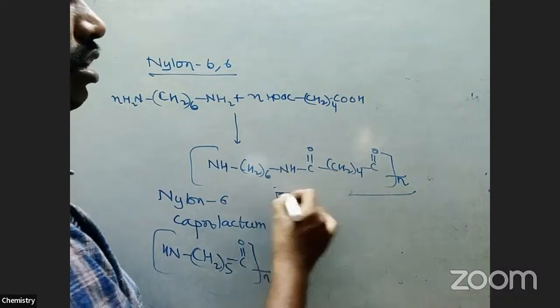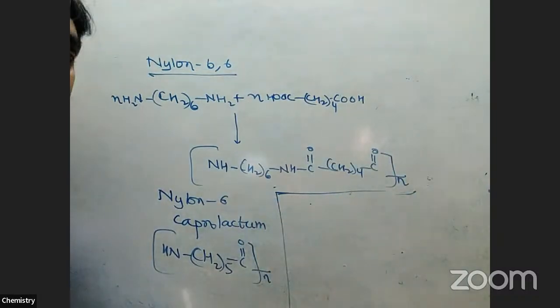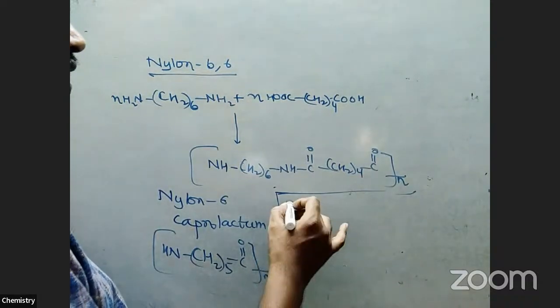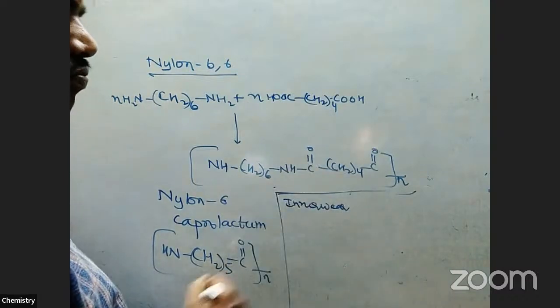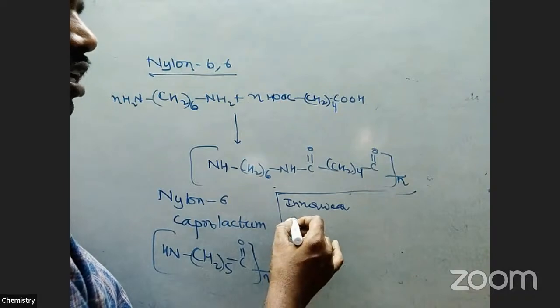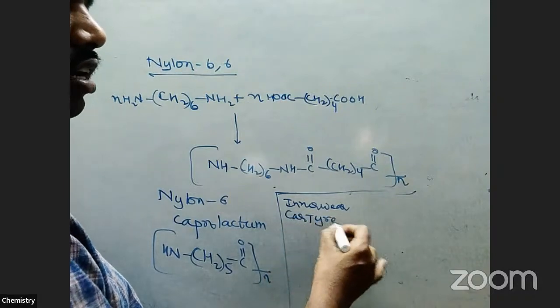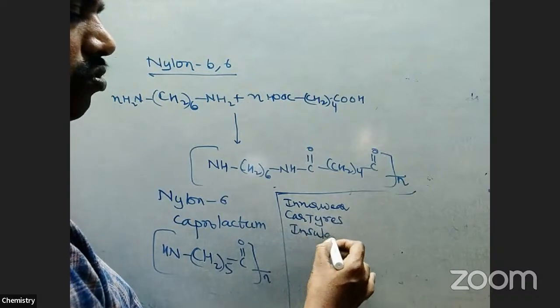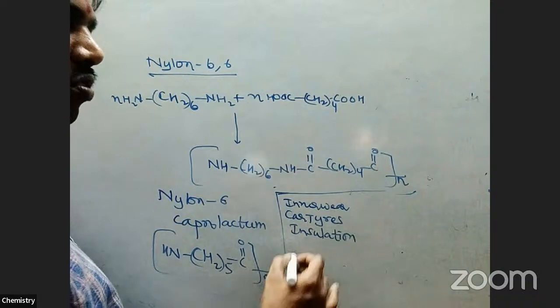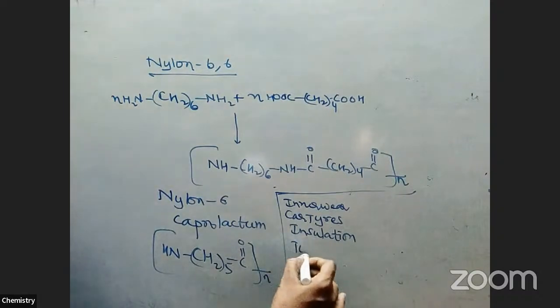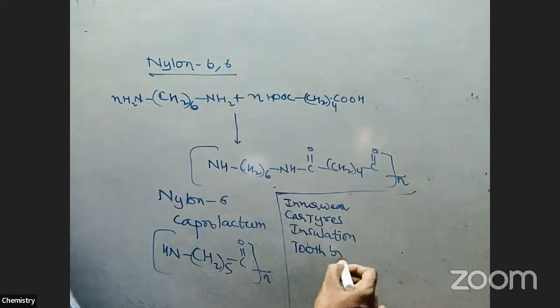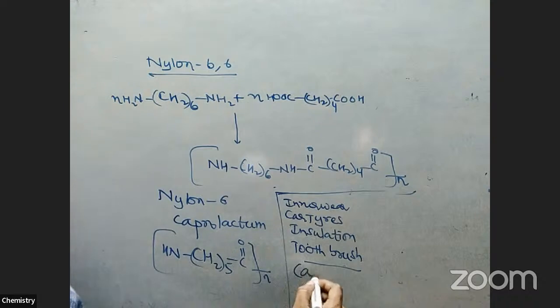What is the use of nylon 66 and nylon 6? They are used in innerwear, car tires, and insulation. This polymer shows high tensile strength, so it is used in threads of parachutes. Nylon 66 is also used in bristles of toothbrushes. And nylon 6 is used in carpets also.